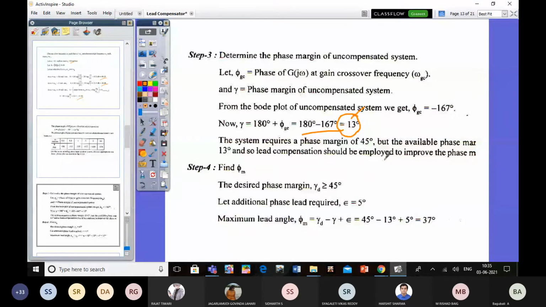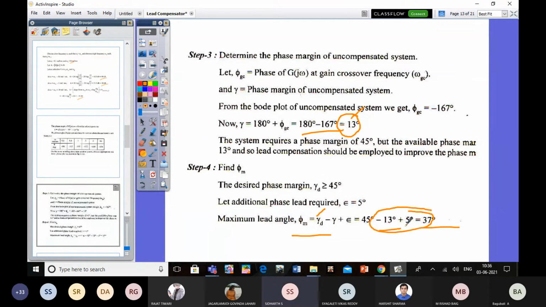So next we determine phi m, which is gamma d minus gamma plus eta. What is gamma d? It should be greater than or equal to 45 degrees, so take it as 45 degrees. Gamma, the uncompensated system phase margin, is 13 degrees, and the phase lead angle contributed to meet the gain crossover frequency should be 5 degrees. So 45 minus 13 plus 5. 45 minus 13 is 32, plus 5, we get 37 degrees. This is phi m. Are you able to follow? Any doubt in this step?